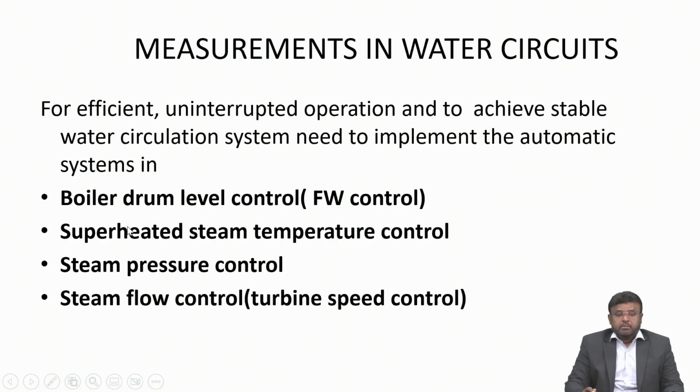That we will discuss. Upon completion of the complete boiler instrumentation, let us concentrate upon the measurements associated with the water circuits. Here, for efficient or uninterrupted operation, we need to achieve a stable water circulation system to implement the automatic systems. For that purpose, we will use 4 basic, not only 4, the other things are also there, such as first of all the boiler drum level control. Another one is superheater steam temperature control, steam pressure control, steam flow control.